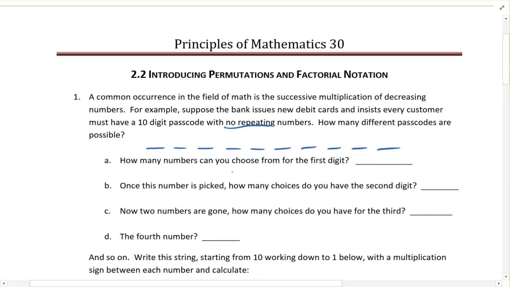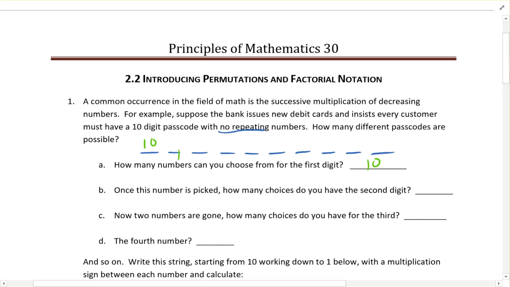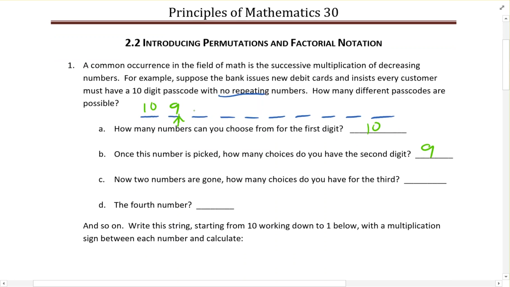So number one says, how many numbers can you choose from for the first digit? So like right here. Well, there would be 10, right? 0 to 9, all those different digits, which there's 10 of them. So there'd be 10. Once this number is picked, how many choices do you have for the second digit? So for this one, after you choose one number, you're only going to have 9 left. So there's 9 different options there. And then 8 for the third. And then you can kind of see where this is going. 7 for the fourth. And so on.